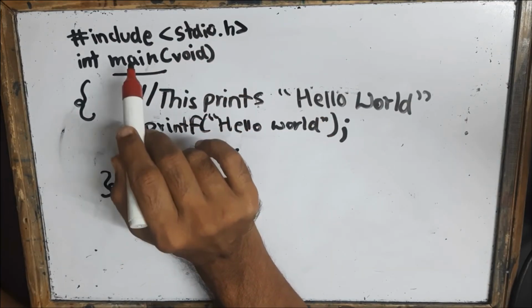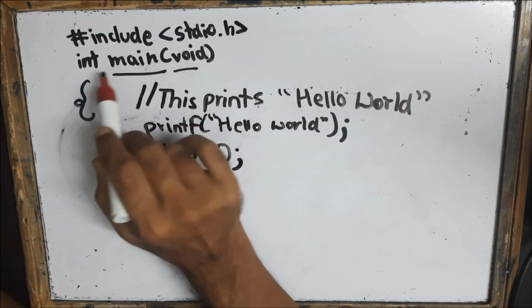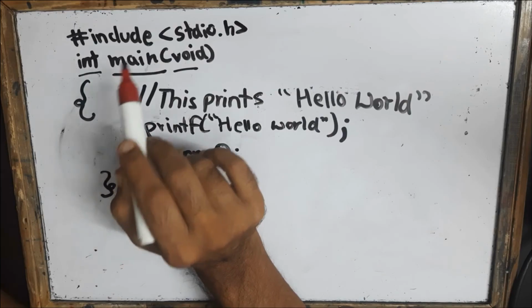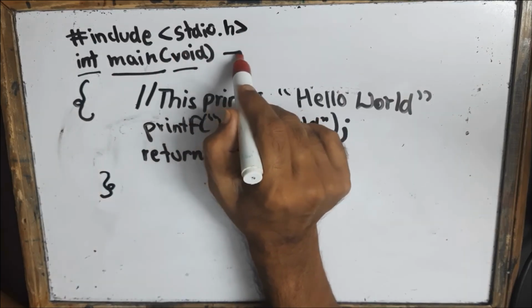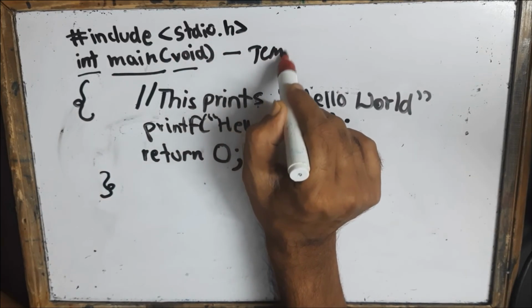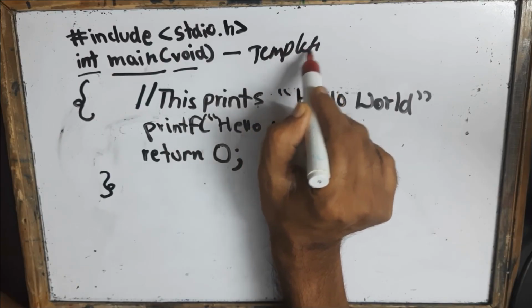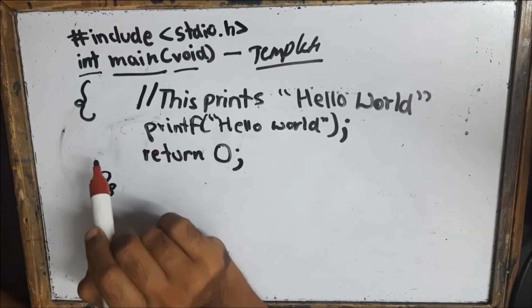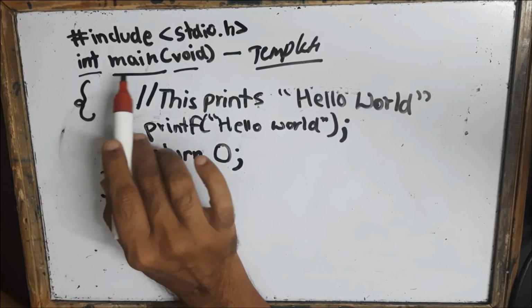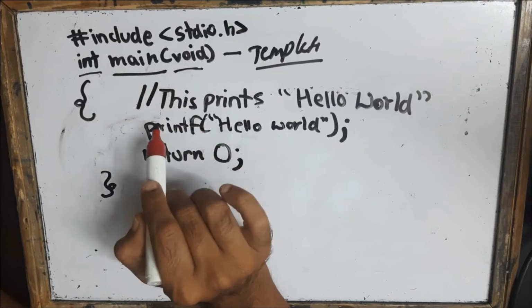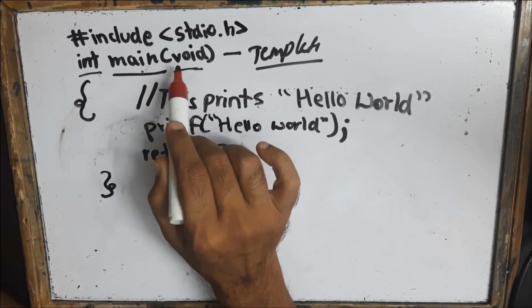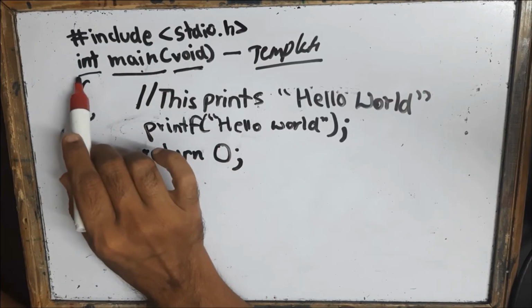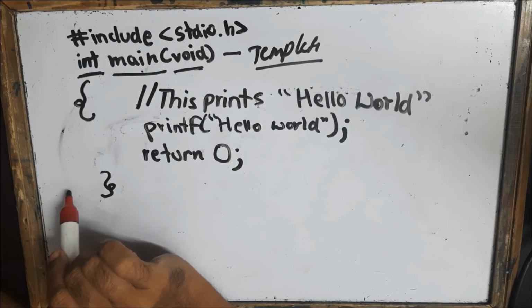We will understand more about this void and int in future chapters. For now, just think of this as a template needed by the computer for C programming. Just understand int main(void). Void means nothing. This program receives nothing, and this program returns an integer.